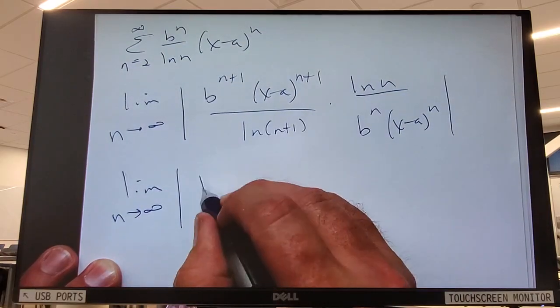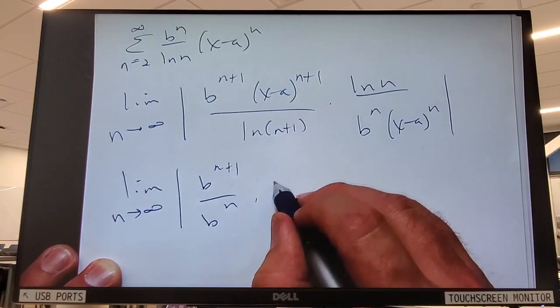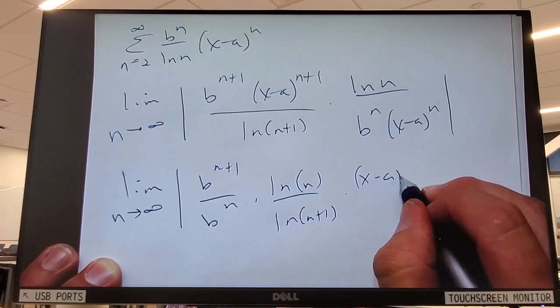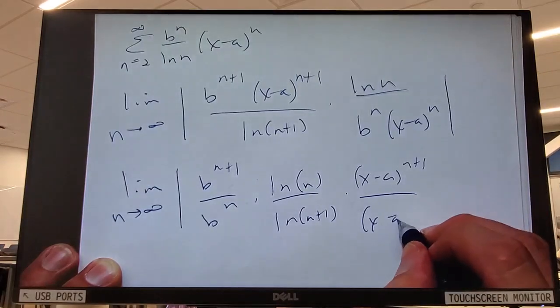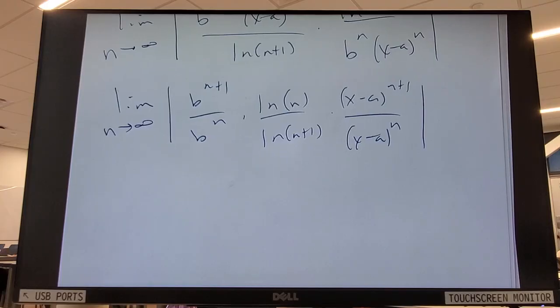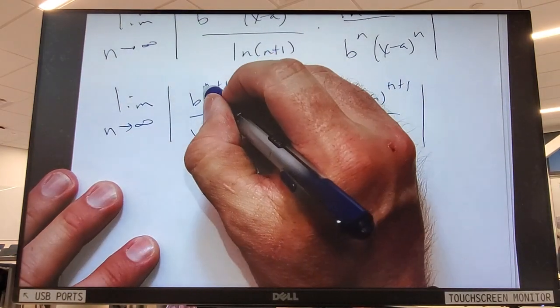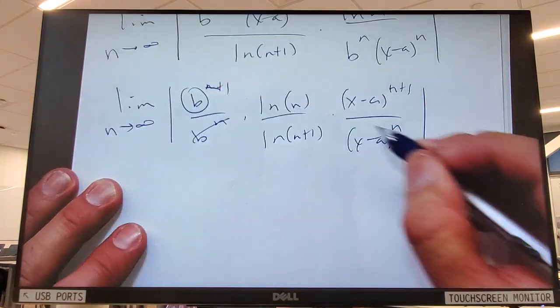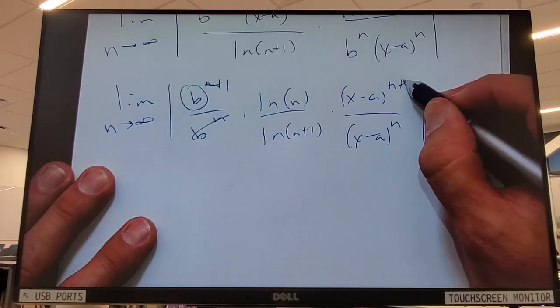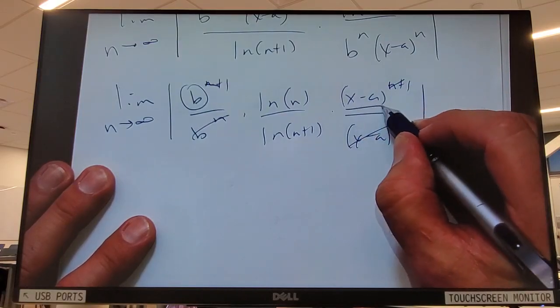And real quick, if you want to, you can get all your b stuff together, all your natural log stuff together, and all your x stuff together. Get all your x's together. How many b's cancel? N. How many are left? Where? Top, because that's where there were more of them, yes? Good. And x minus a's cancel, so you're left with 1 on the top.